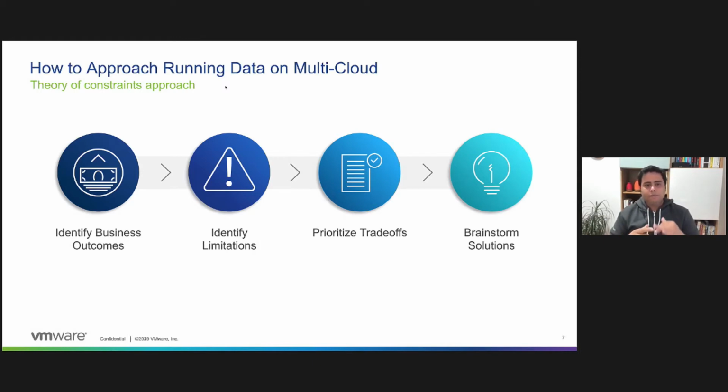So we'll first identify business outcomes. What does the business actually want to achieve? Then we'll identify certain limiting factors. These could be business factors or these could be technical factors. We'll prioritize certain trade-offs in terms of what behaviors users expect from applications, and then certain day-two maintenance trade-offs, etc. And then we brainstorm a few solutions. We'll end this conversation with Judy actually stepping through a couple of examples that apply this framework.